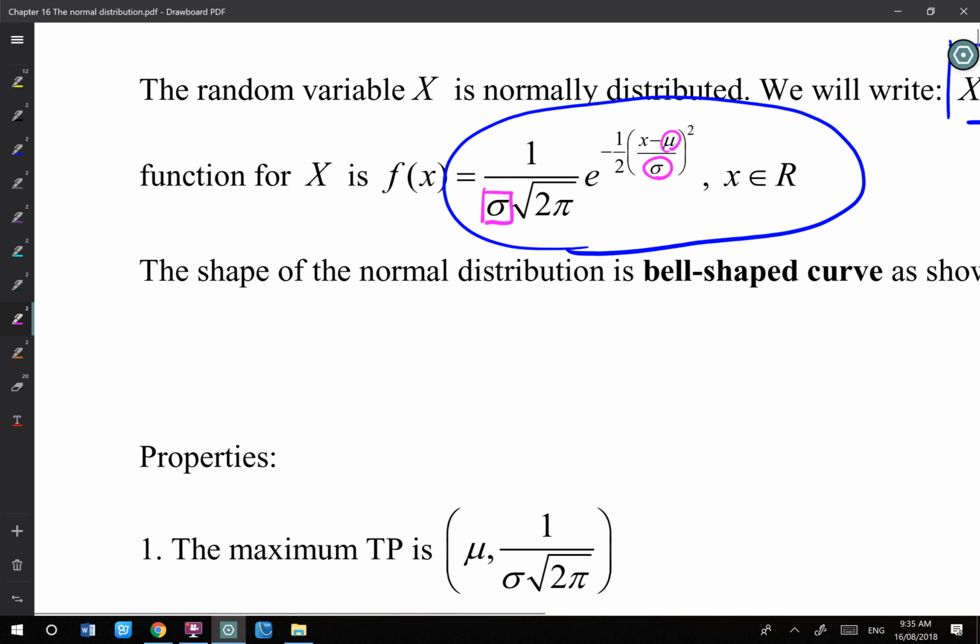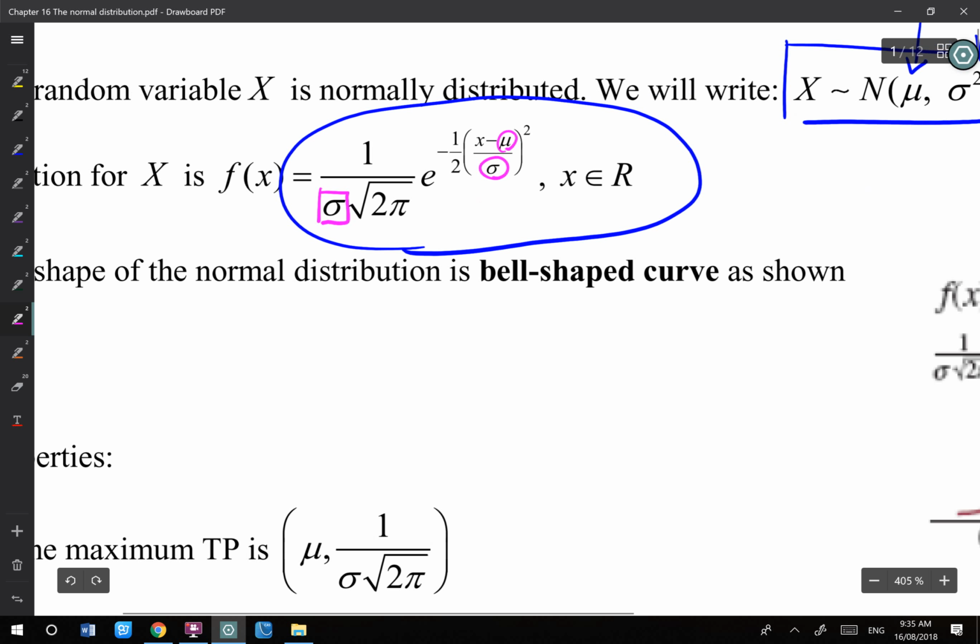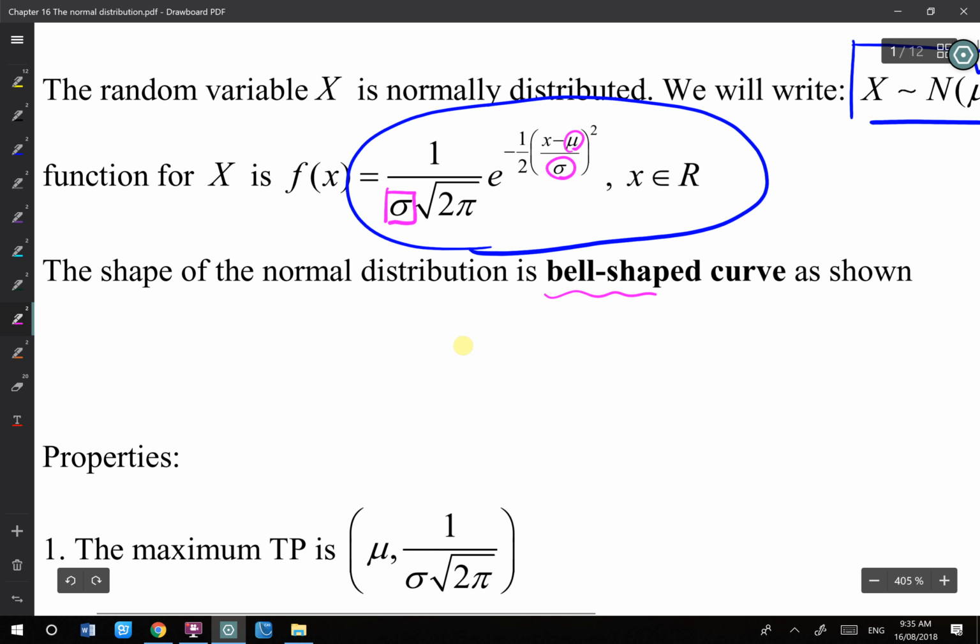So when we sketch it, we can substitute any value in. For example, standard deviation equals 2 and mu equals 5. If I put the values in a calculator and sketch this graph, the shape of this normal distribution is called a bell-shaped curve.